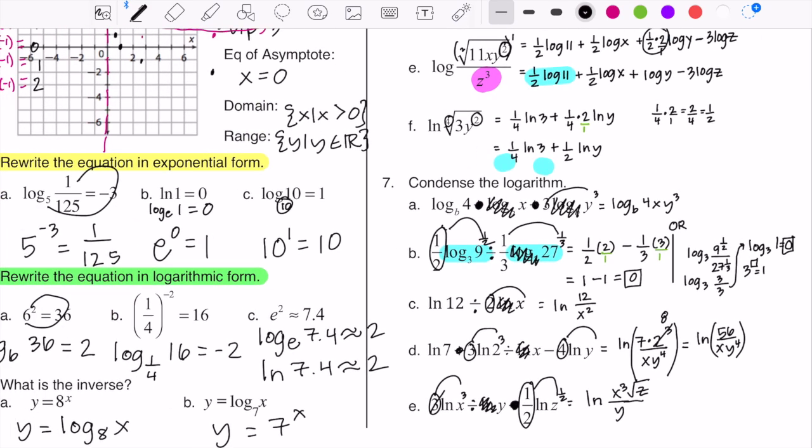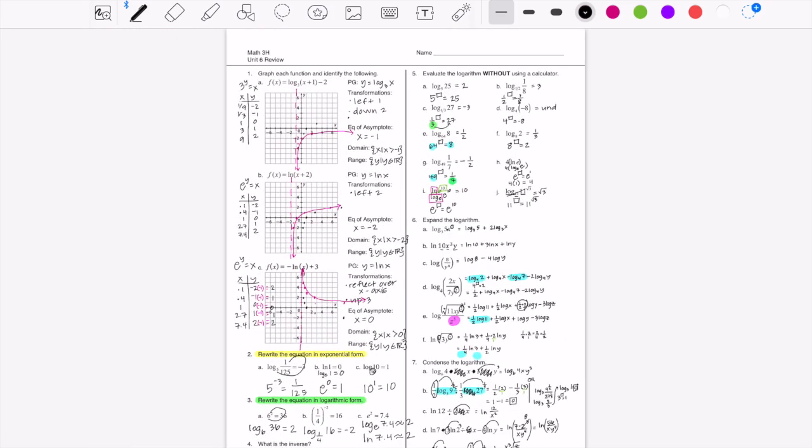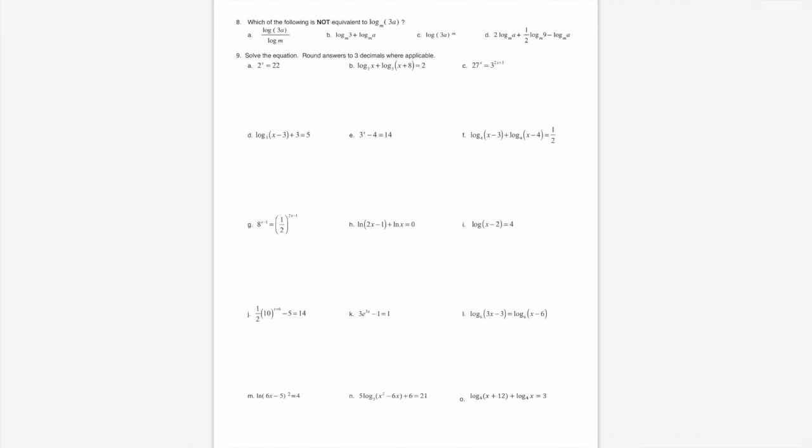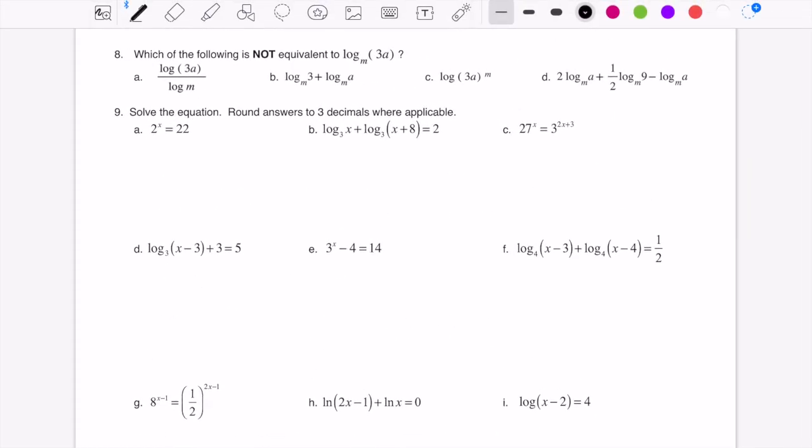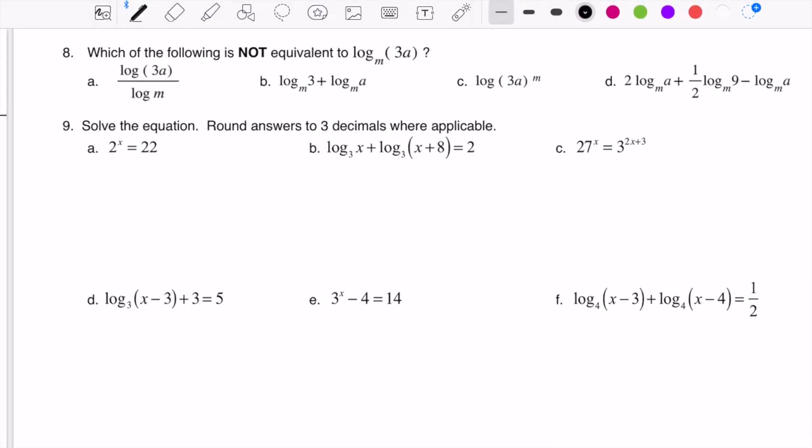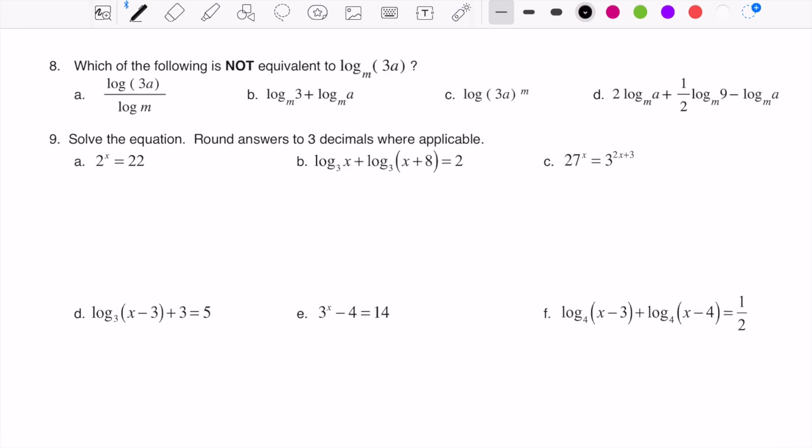All right, let's go to the back side where we're practicing the last 2 sections for this unit. Question 8 is actually really interesting and a good multiple choice question. It says, which of the following is not equivalent? So the first thing that we know is that if we were to use the properties, the first property would say that because we're multiplying, we need to add them. So this right here is a property that works, and we're looking for ones that don't. Okay, so that one works.